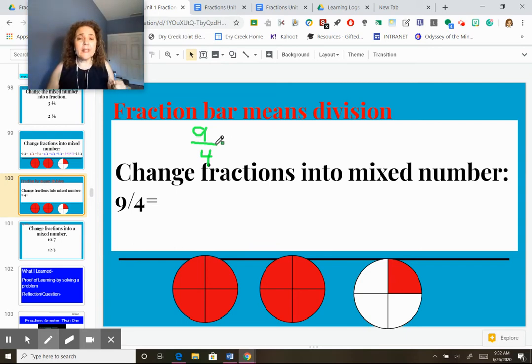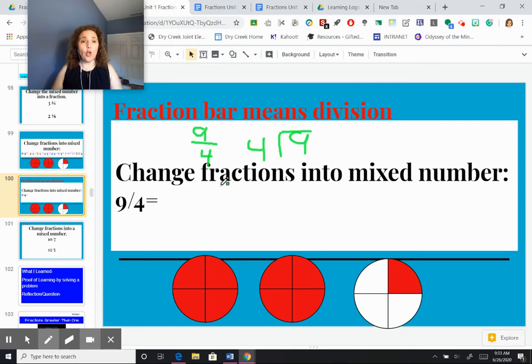Okay, so another way to say this is you can say this is 9 divided by 4. So that's another way to say this. This means I have 9, and I'm going to divide it by 4. That's what that means. So the fraction bar means division.